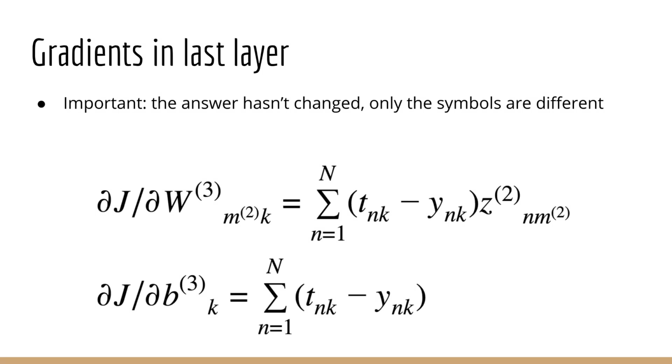Importantly, despite our new notation, this does not change the answer. The 3 derivatives we found still work out to be the same, just with new symbols. So here are the solved gradients, which you should recognize as exactly what we had before. If you don't see why that is, then you should derive them again.